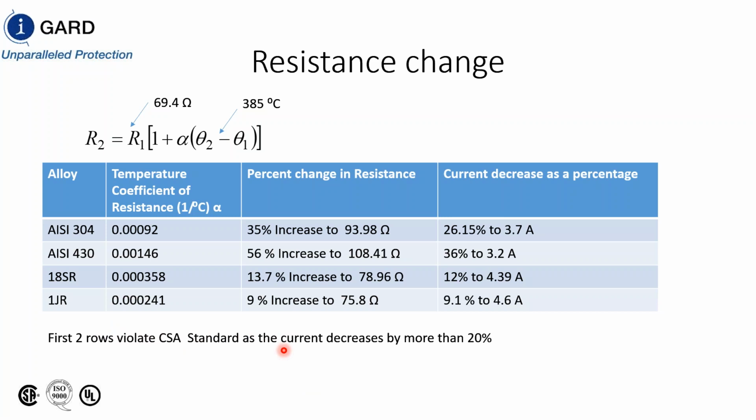The first two rows violate CSA. One of the clauses in CSA is that when we apply rated voltage to a resistor, and then take off that current, the resistance decrease here with the increase with 430. These two elements would satisfy the CSA requirements.